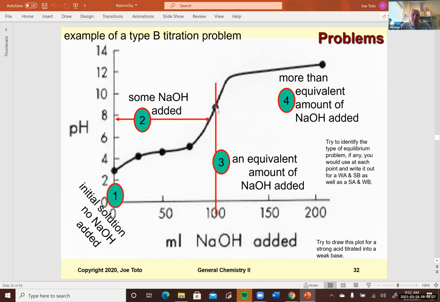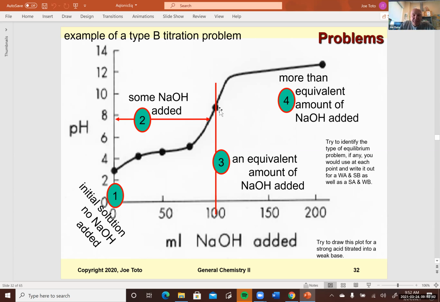A lot of the times it is because the stoichiometric coefficients are 1-to-1. So you have to remember that when you go to figure out these problems. You need the balanced equation, the ice table, and those stoichiometric coefficients.